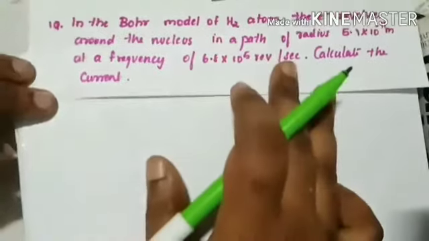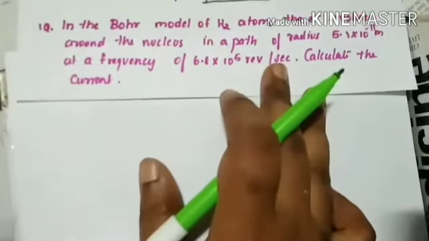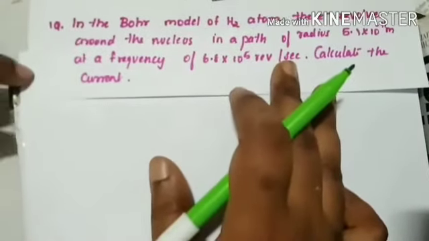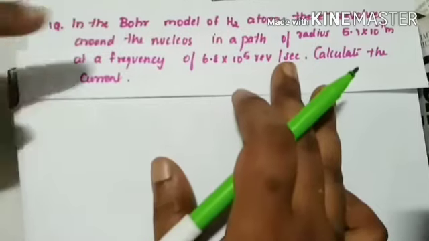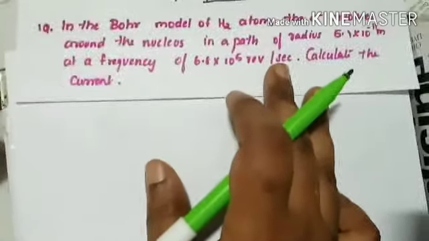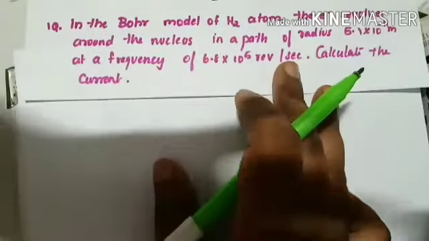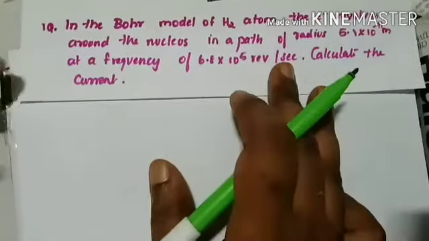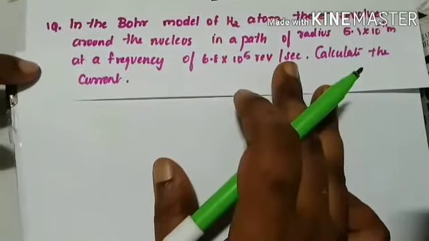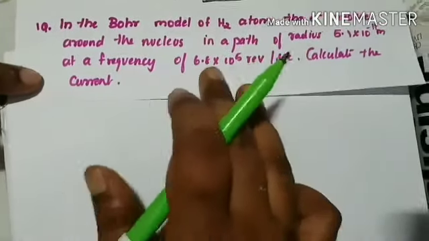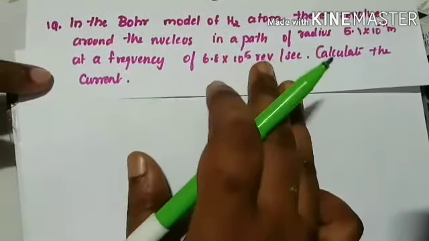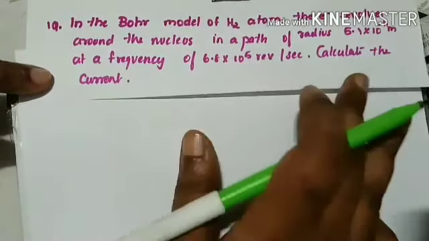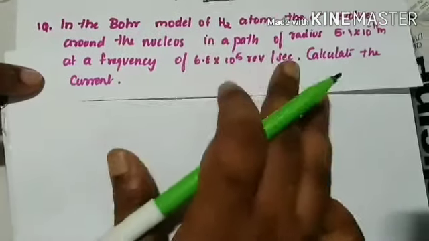Now we'll start with the numerical problems depending upon the previous section and previous hour we had. Okay, let's move on. The first question is, in the Bohr model of hydrogen atom, the electrons revolve around the nucleus in a path of radius 5.1 into 10 to the power minus 11 meter at a frequency of 6.8 into 10 to the power 5 revolutions per second. Calculate the current due to this movement.